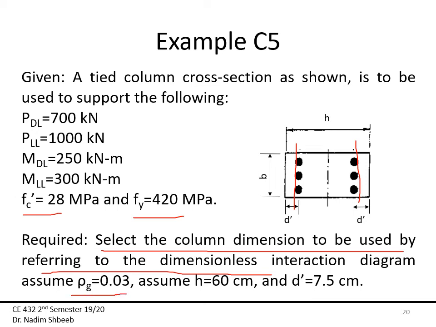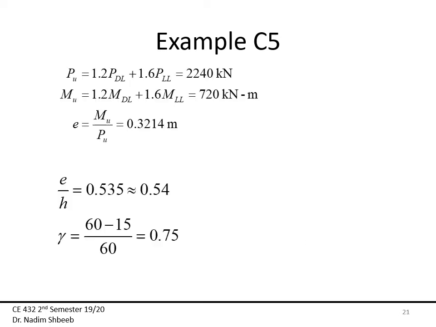Here I'm going to assume that I'm going to use the 3%. I'm going to assume H to be 60 and see if that works. And I'm going to assume that the distance to the center of this reinforcement is 7.5 centimeters. So for that, again, I have to calculate the ultimate axial force and ultimate moment, 1.2 dead plus 1.6 live. I'm getting these values. From that now I can calculate the eccentricity.